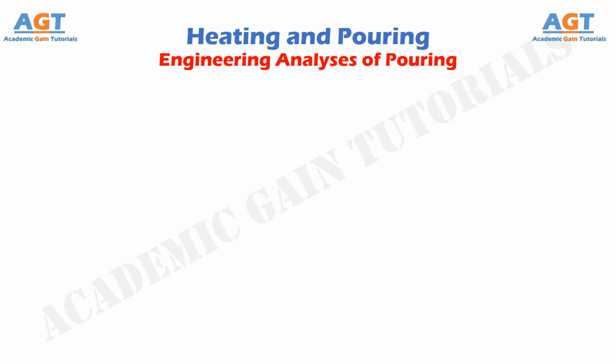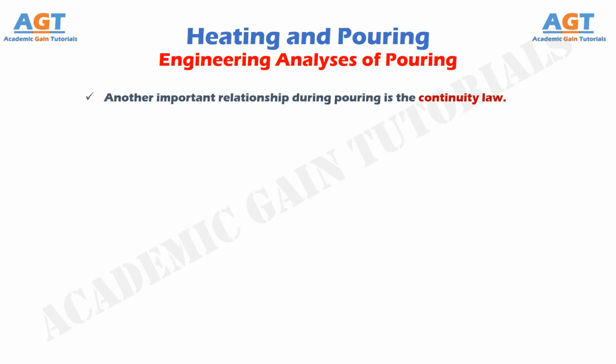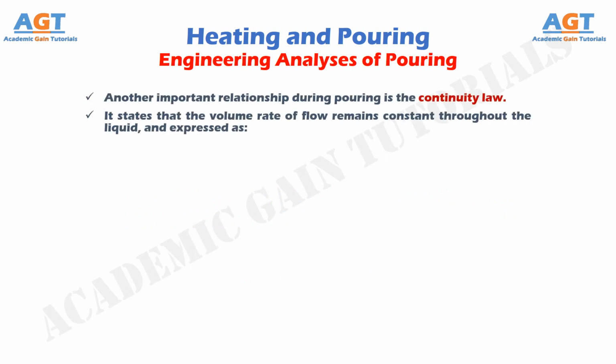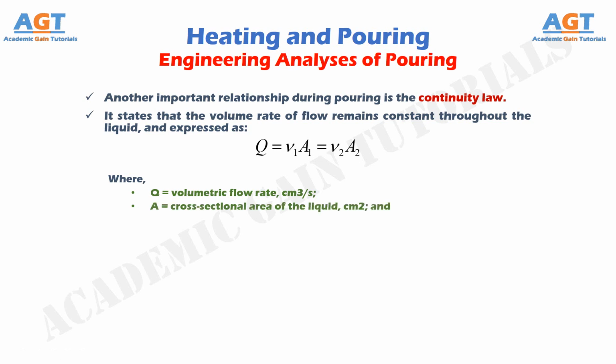Another important relationship during pouring is the continuity law. It states that the volume rate of flow remains constant throughout the liquid, and is expressed as Q equals V1A1 equals V2A2, where Q equals volumetric flow rate, expressed in cubic centimeters per second. A equals cross-sectional area of the liquid, expressed in centimeters square, and the subscripts 1 and 2 refer to any 2 points in the flow system.